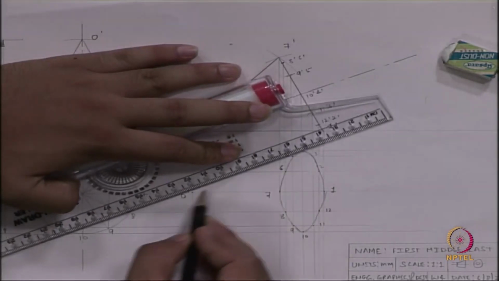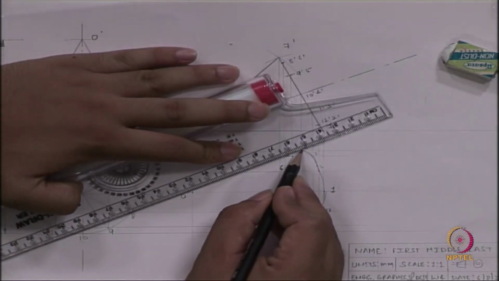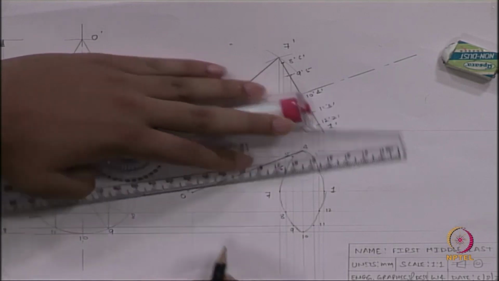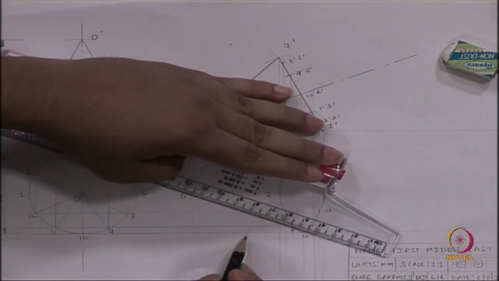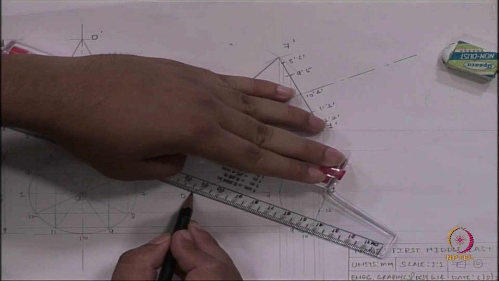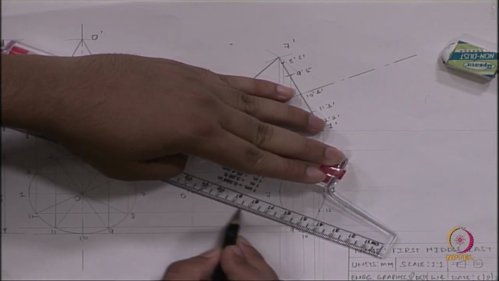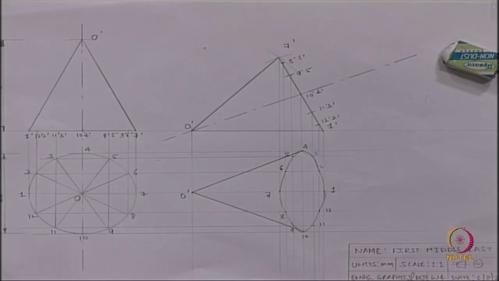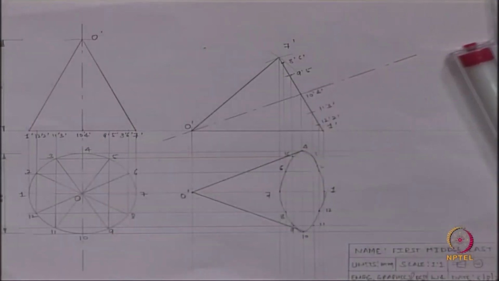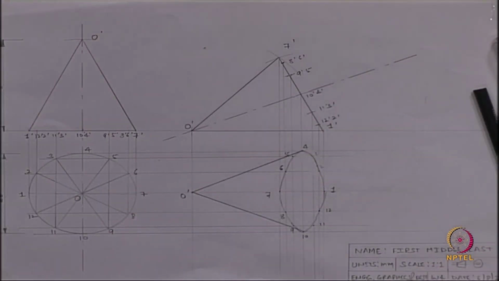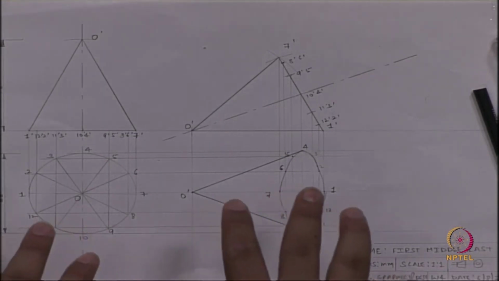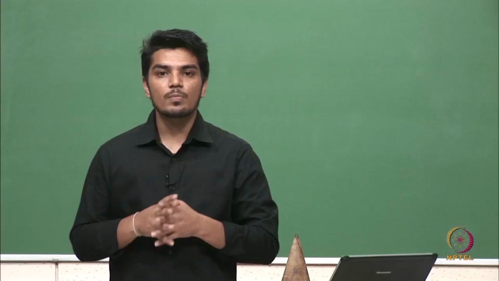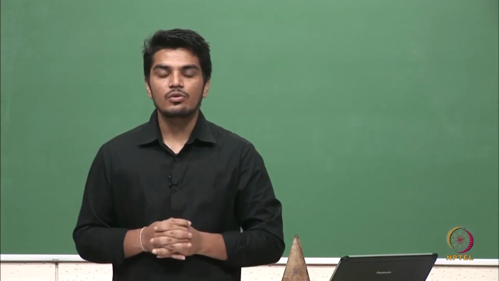Now, joining these two. So, in this way we will get the front view and top view for both the orientations. Thank you for your attention.